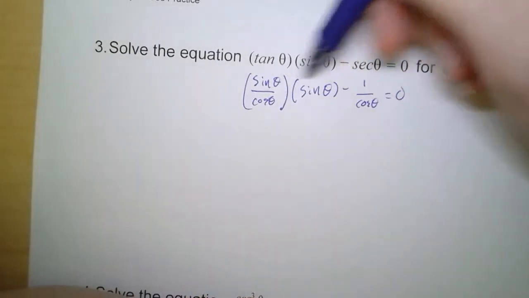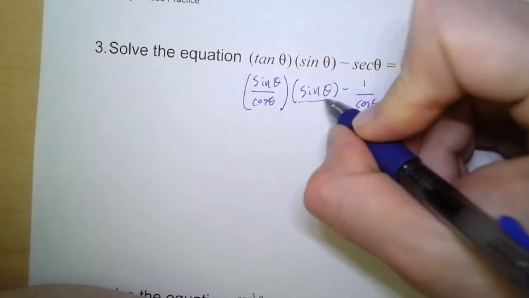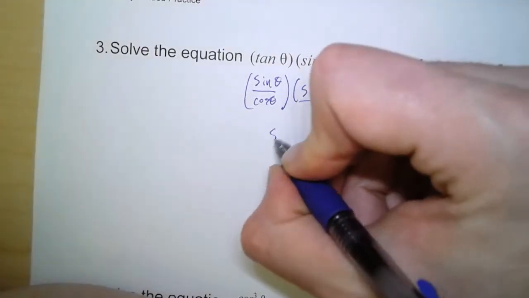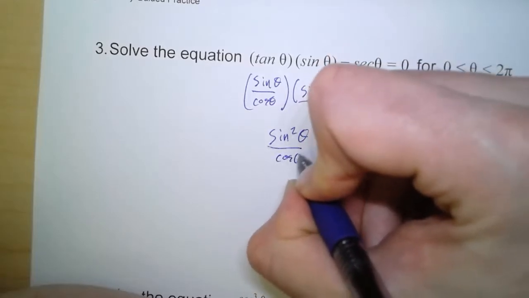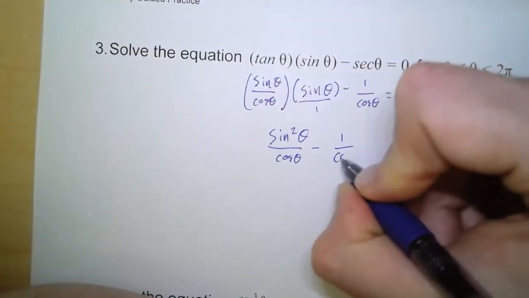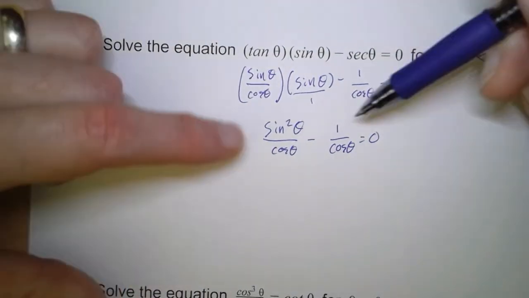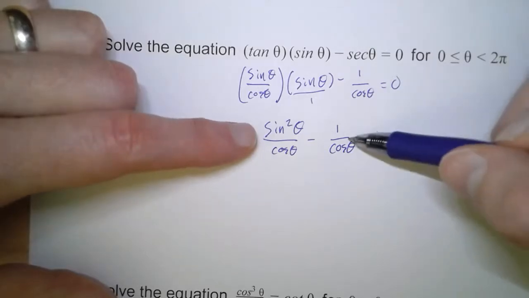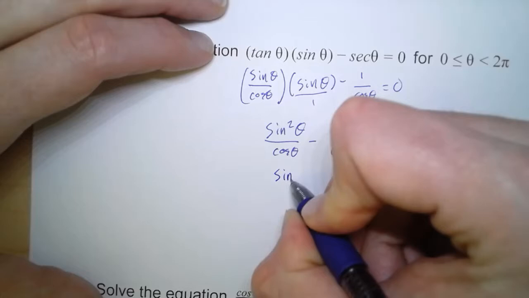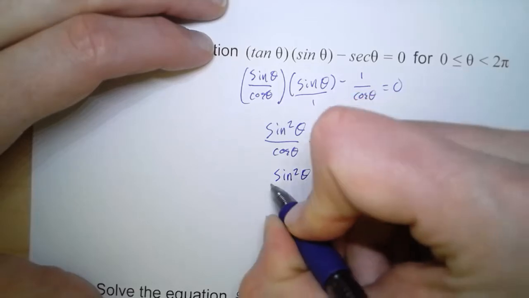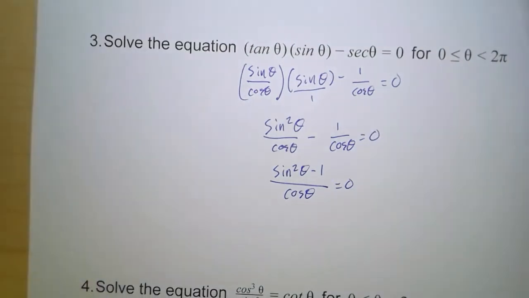Now these two we can multiply because sine over cosine times sine, or sine over 1. And this is going to become sine squared of theta over cosine of theta minus 1 over cosine of theta equals 0. Now since we're subtracting these two fractions, we have to have a common denominator, and we do, which means we can write this as sine squared theta minus 1 over cosine of theta equals 0.